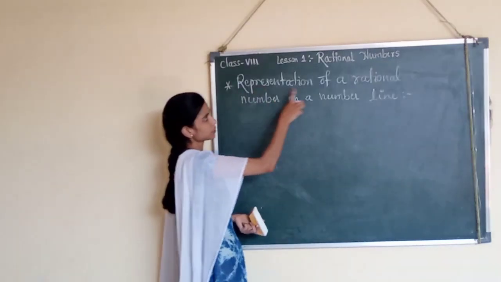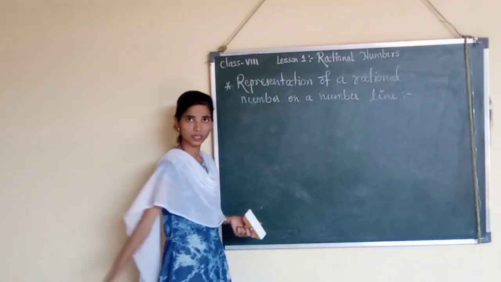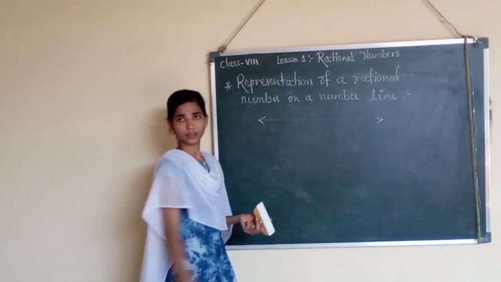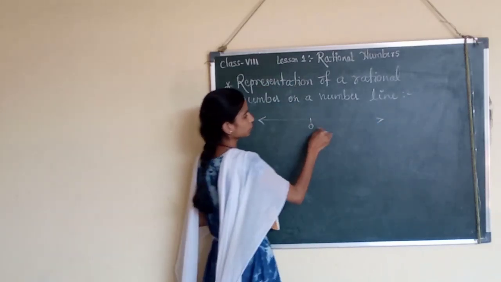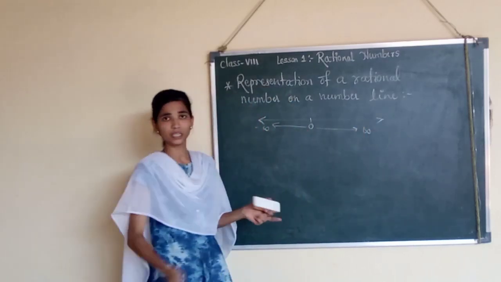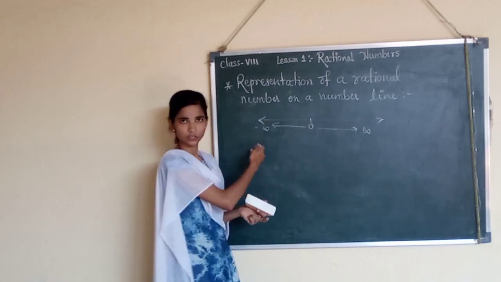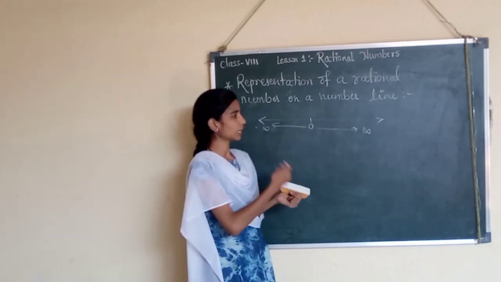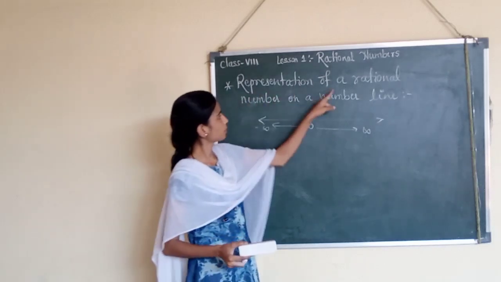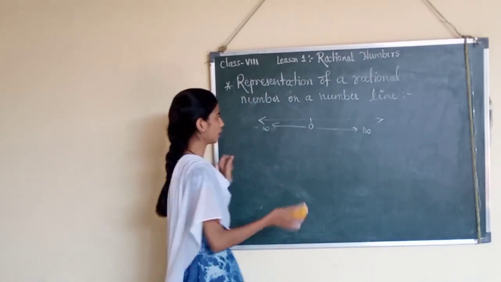Okay, now we will see the last 2 points, that is, representation of a rational number on a number line. We know the number line can be extended from 0 to infinity or negative infinity, means many numbers we can represent on it. We know how to represent natural numbers, whole numbers and integers. So now we'll see how to represent a rational number on a number line.